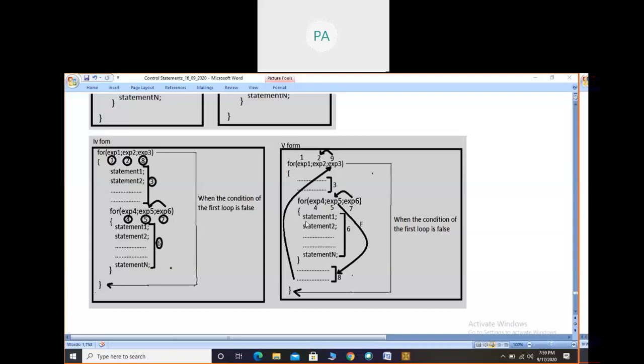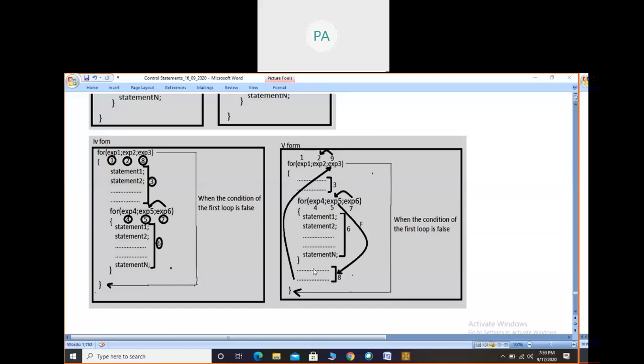Okay, you observe the fourth and fifth form. So in the fifth form, the extra thing that is present is, after the second loop, within the first loop there are some statements. You look at these dots.